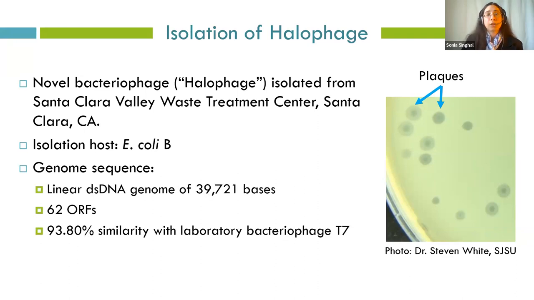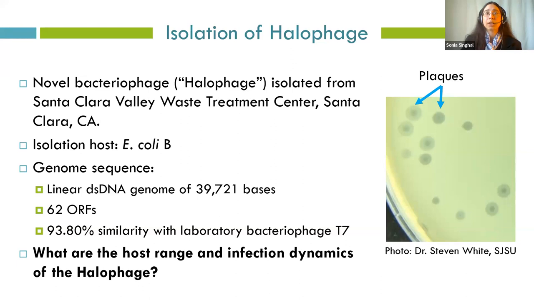They sequenced the halophage and found that it had a linear double-stranded DNA genome of about 40,000 base pairs comprising 62 open reading frames. And it shared a 93.8% similarity with a very well-studied laboratory bacteriophage, T7. The genome sequence gives us a little bit of information about how we might expect this bacteriophage to infect hosts, but our lab wanted to actually evaluate this empirically and specifically look at how many other hosts this bacteriophage can infect and what are the dynamics of its infection.